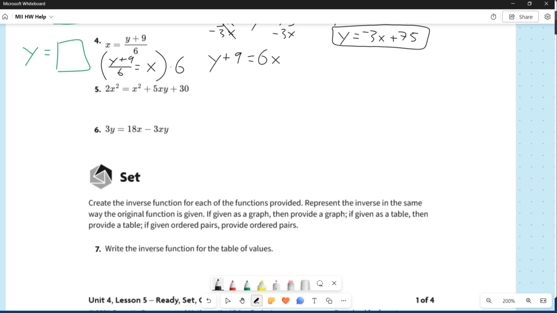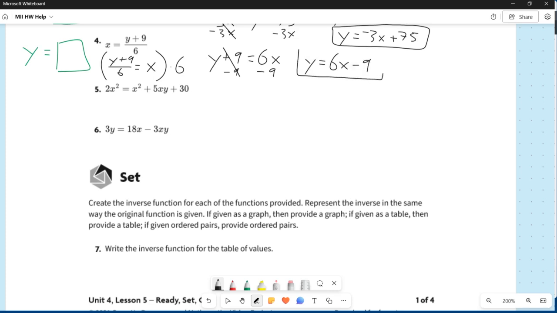I want to get rid of it, and I'm adding 9. So if I want to get rid of it, I use the inverse operation. The inverse operation of addition is subtraction. So I subtract 9. And by subtracting 9, that cancels, and I'm left with just y. Whatever I do to the left, I have to do to the right. So I have minus 9. So I get y equals 6x minus 9.